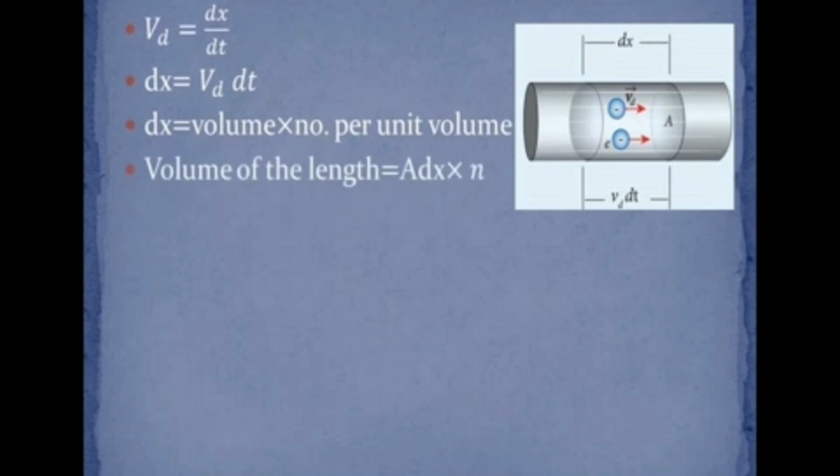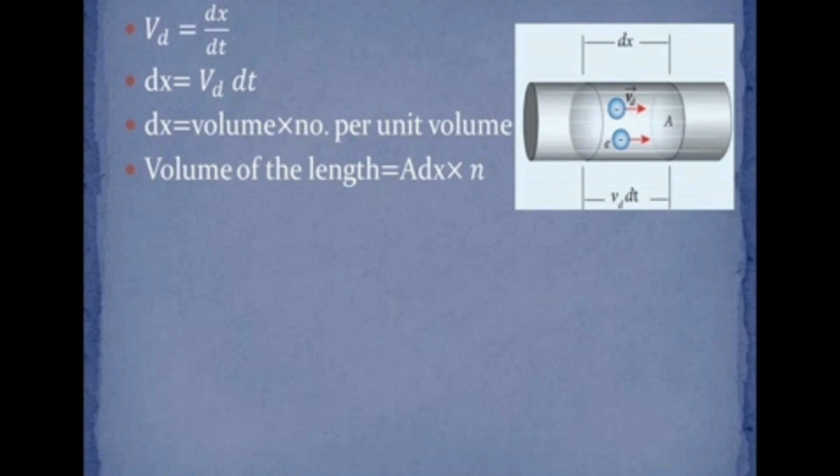How can we write it? The volume of the length element: cross-sectional area A into distance dx gives us the volume. We have taken A as the cross-sectional area. So area into distance dx is the volume, A into dx, into the number of electrons. We don't know the actual value of the number of electrons, so we take n as the number of electrons per unit volume. So A dx into n, right? Okay. Now we can substitute the value of dx.